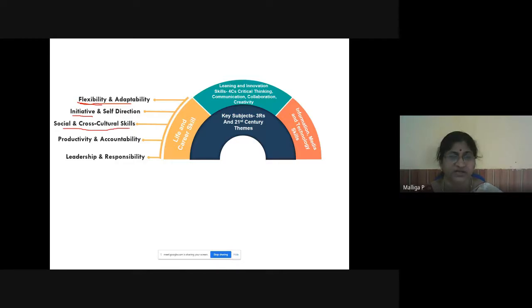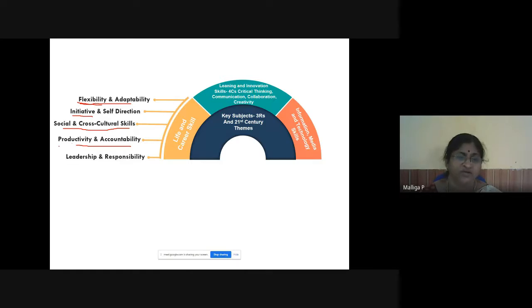Social and cross-cultural skills. See, our students will be employable anywhere, right? So with cross-cultural skills, they should know how to behave and how to get along with others, without affecting other sentiments. So that is also very important. Learning a new language, many things, come under social and cross-cultural skills. Then productivity and accountability, that is also very important. You are accountable and you have to produce. You should not waste time.